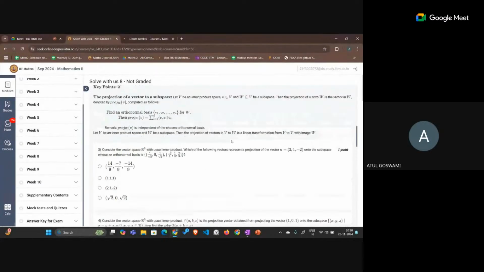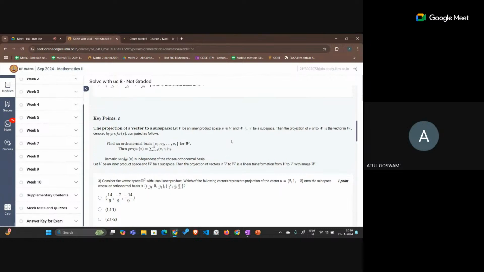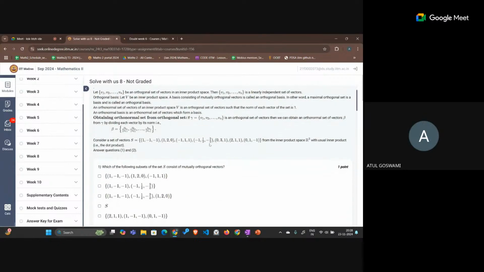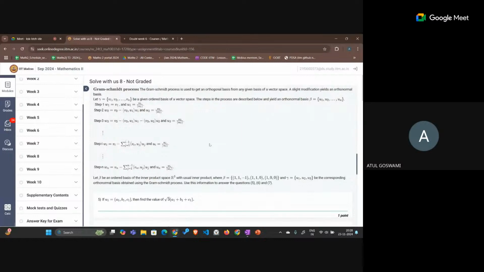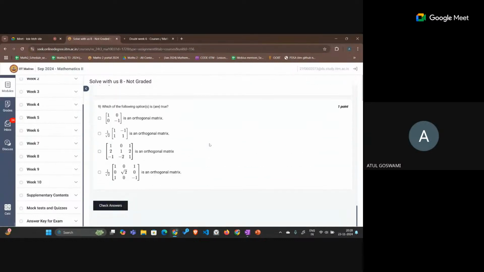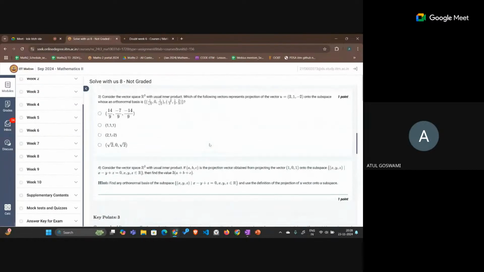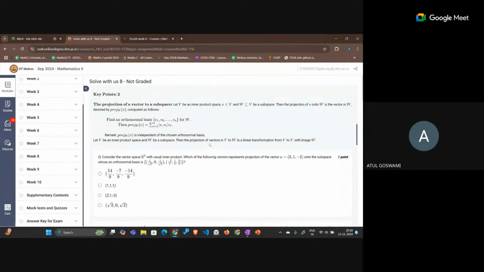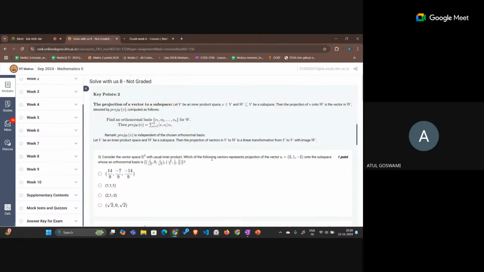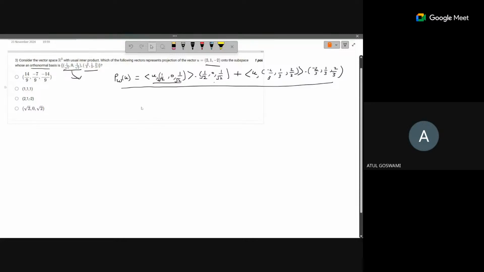Then we will be dividing by the norm. So norm is square. Where is the formula? Is there any formula? The formula is not given, but we will be dividing by the norm square of that vector on which we are finding the projection. But because it's the orthonormal basis, we don't have to do this.